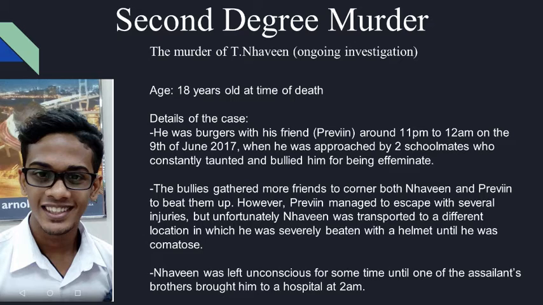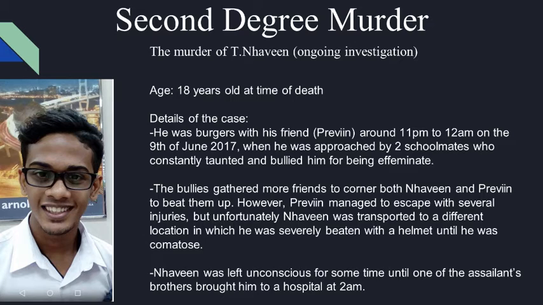Second-degree murder. The murder of Tien Havin is an ongoing investigation. Age 18 years old at the time of his death. Details of the case. He was eating burgers with his friend, Pravin, around 11 p.m. to 12 a.m. on June 9th of 2017, when he was approached by two schoolmates who constantly taunted and bullied him for being effeminate.